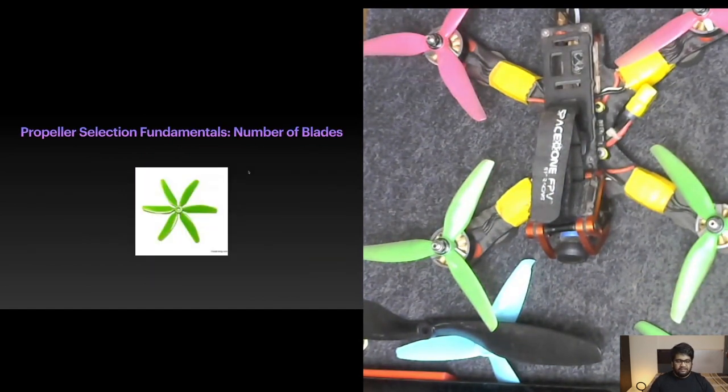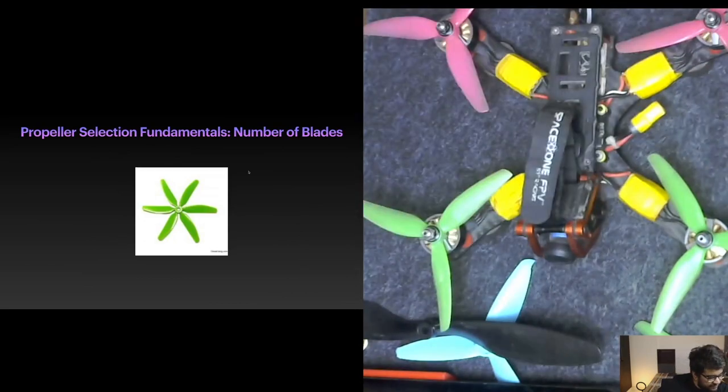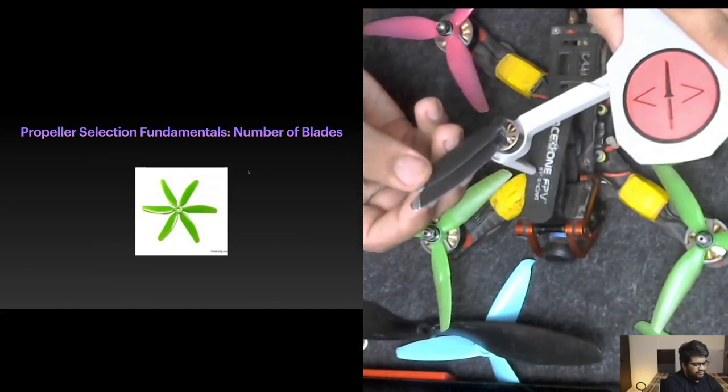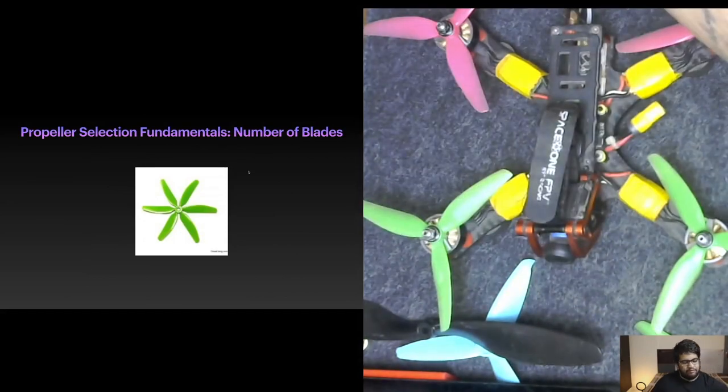The other thing here is the number of blades. So as you can see in this drone, I have a 3-bladed propeller. In this drone, which I bought off the shelf, we have a 2-bladed propeller. So why is that? Why do we have different numbers of blades? And on the screen, you can see something with 6 blades. So this is because of the difference in application.